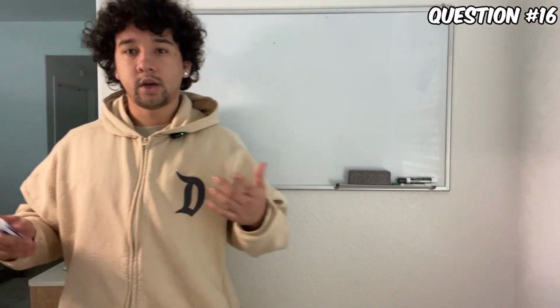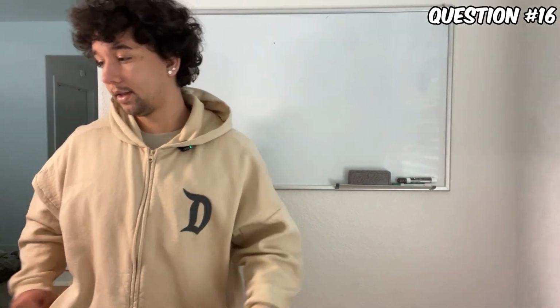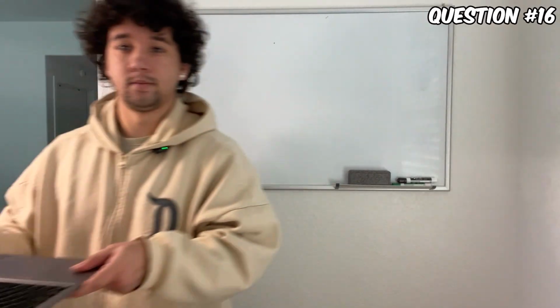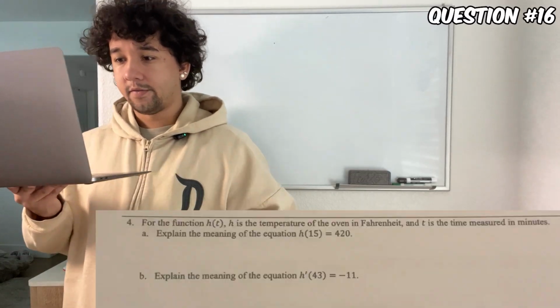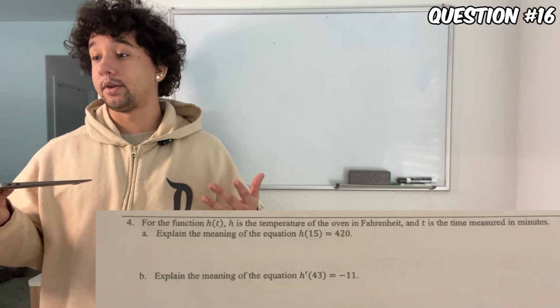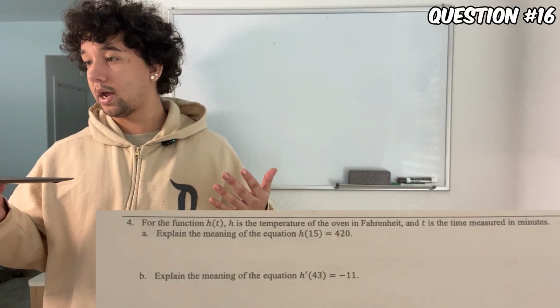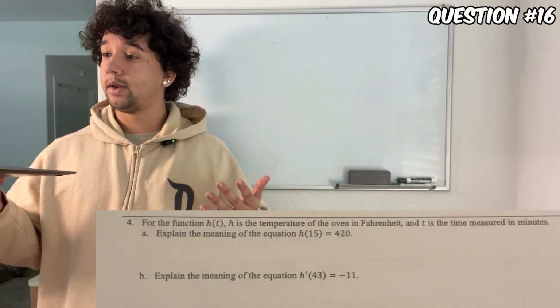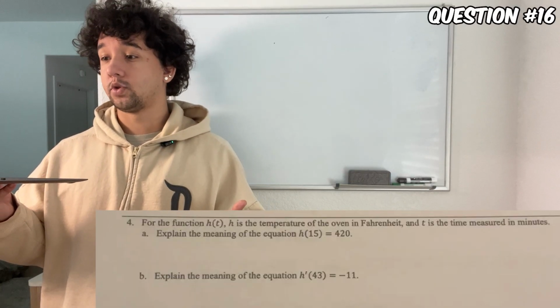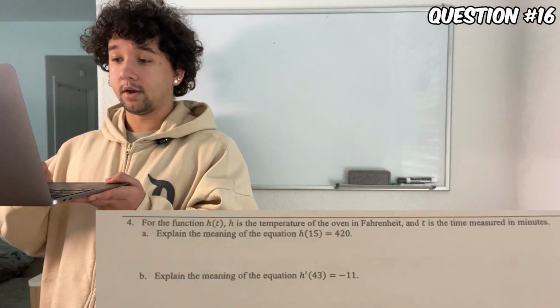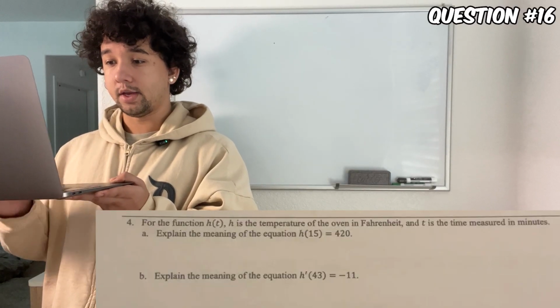All right, this next one here, I'm not going to write on the whiteboard. I'm just going to explain it. It's telling me basically this. Let me pull up my computer here just so I can read it. For the function h of t, h is the temperature of the oven in Fahrenheit, and t is the time measured in minutes. Explain the meaning of h of 15 equals 420. Also explain the meaning of h prime of 43 equals negative 11.